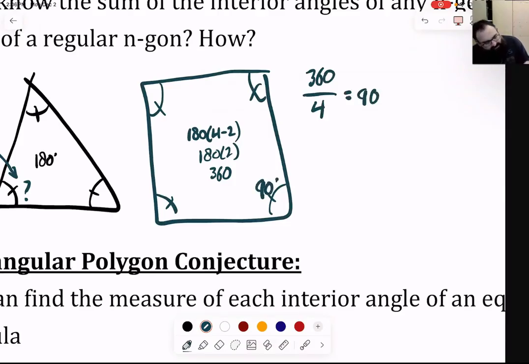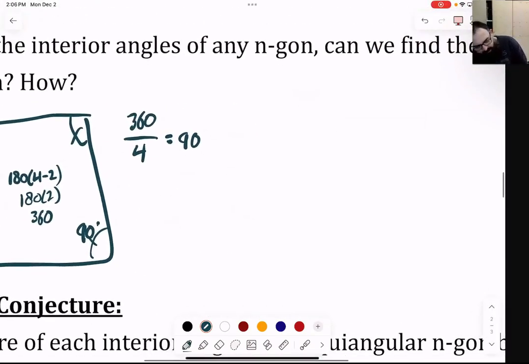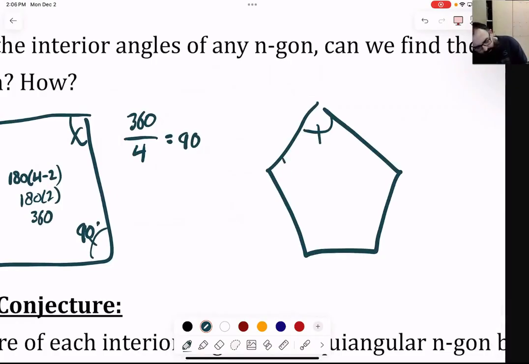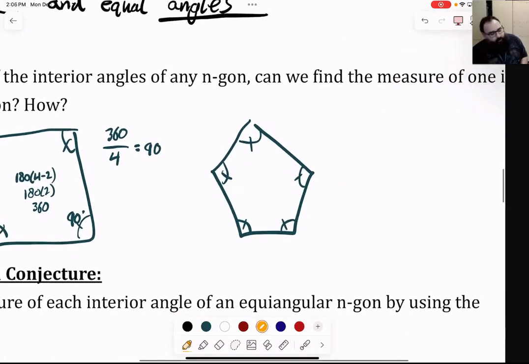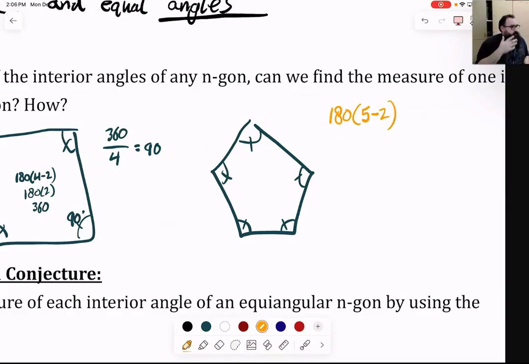Well, doesn't it make sense? This is a square. What do we know about all the angles of a square? They're all 90, right? So let's try it one more time with a five-sided shape. Let's say we knew that all of these are the same. First, do I know how to find the total degree of that? I do. It's 180 times 5 minus 2, because there's 5 sides minus 2.